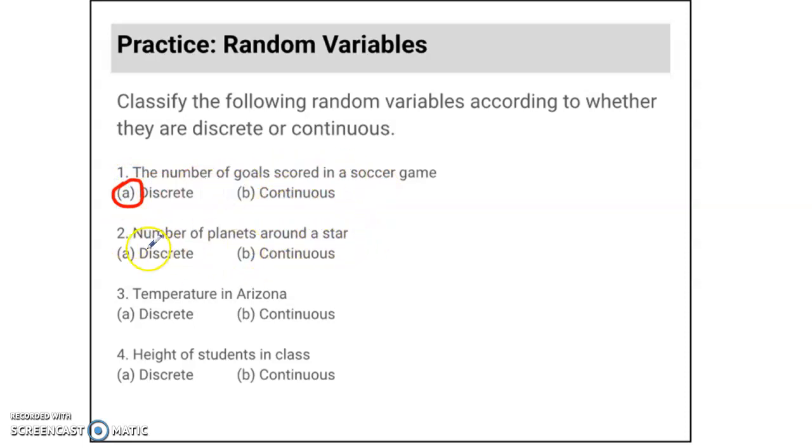The number of planets around a star, that's another discrete random variable. You can't have half a planet, probably, unless you count Pluto. Sorry, Pluto, that's messed up.